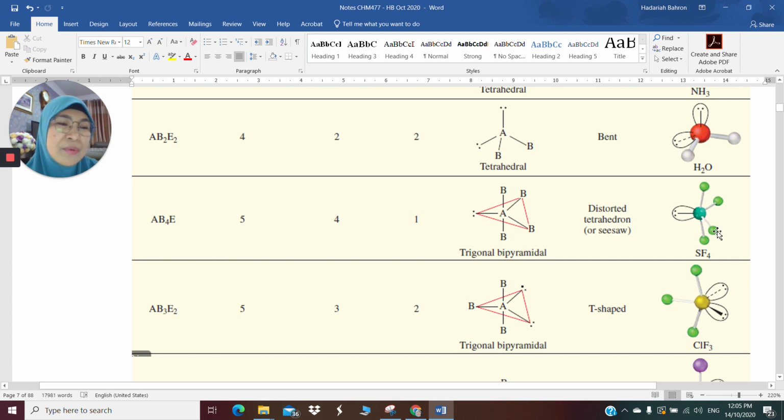This is the base of the seesaw. This is where one person sits, and this is where another person sits. So that is a seesaw. An example of that is a molecule SF4.